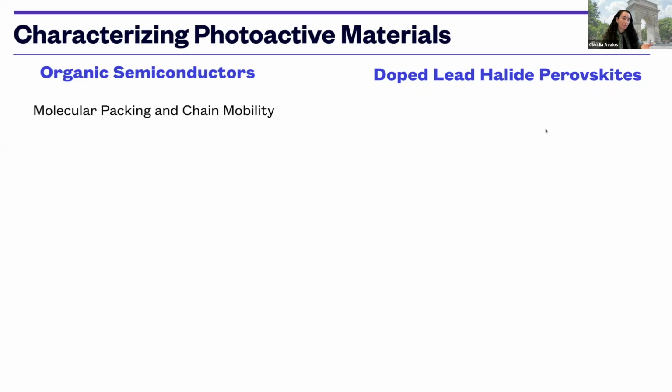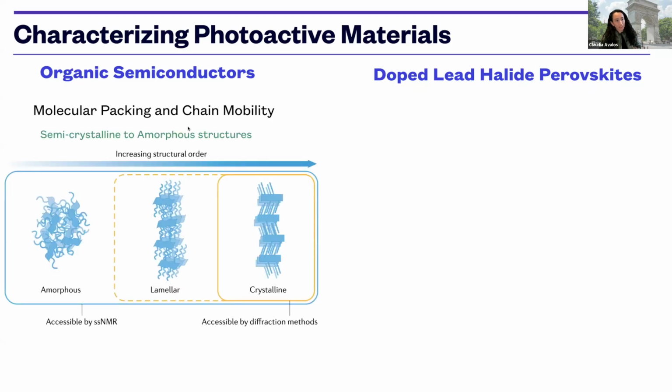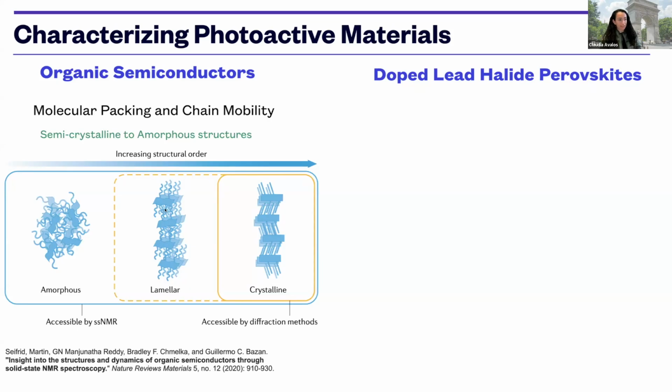So when we talk about organic semiconductors, one thing that really influences their function is molecular packing and chain mobility. We're often working with semicrystalline to amorphous structures. There's a really nice review that goes over some of the structures and dynamics of organic semiconductors and how solid-state NMR can be used to study them.